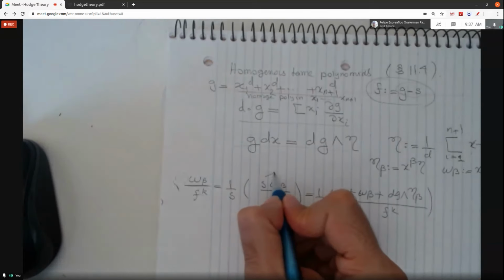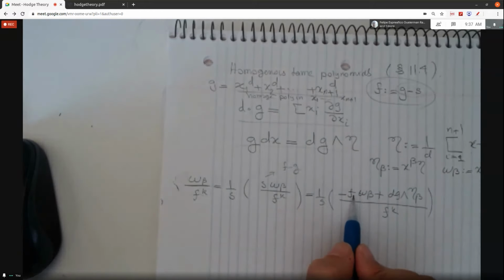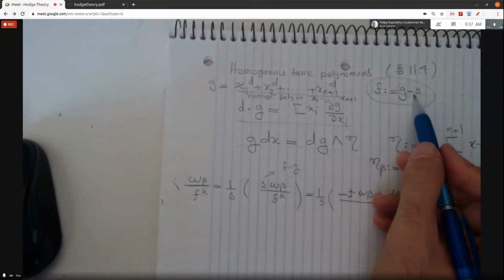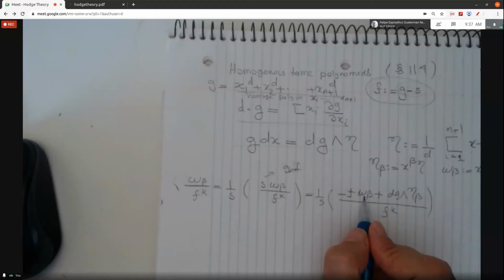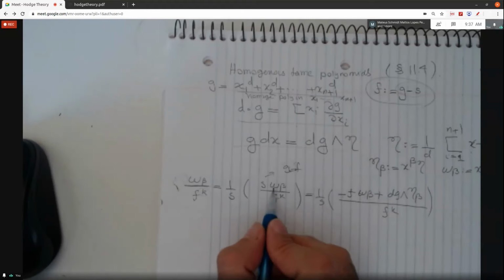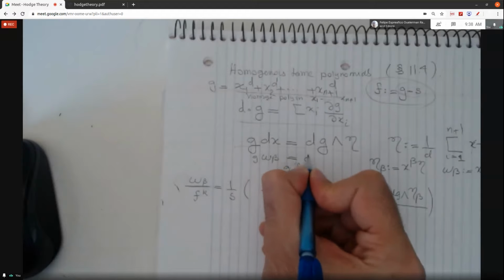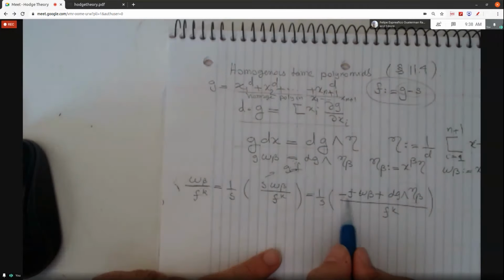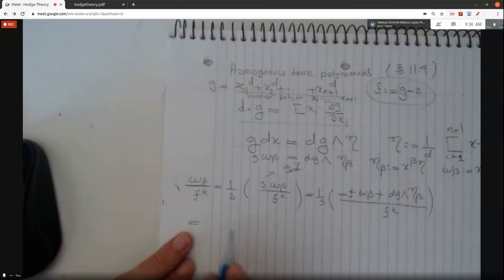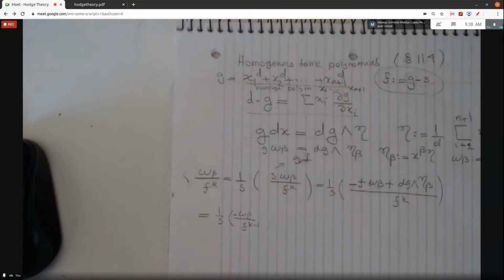So let's see. What I have done, I have written s as f minus g. S equals g minus f, sorry. So minus f omega beta is here, and then there is g omega beta. By this equality, g omega beta is the same as dg wedge eta beta. So I have just substituted. So what happens is that first I get 1 over s, omega beta over f^{k-1}. This is a kind of good news because I reduce the pole order.